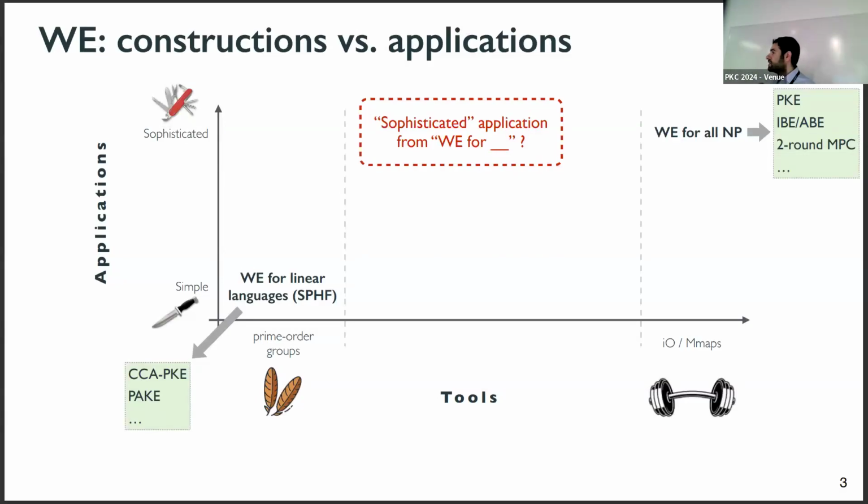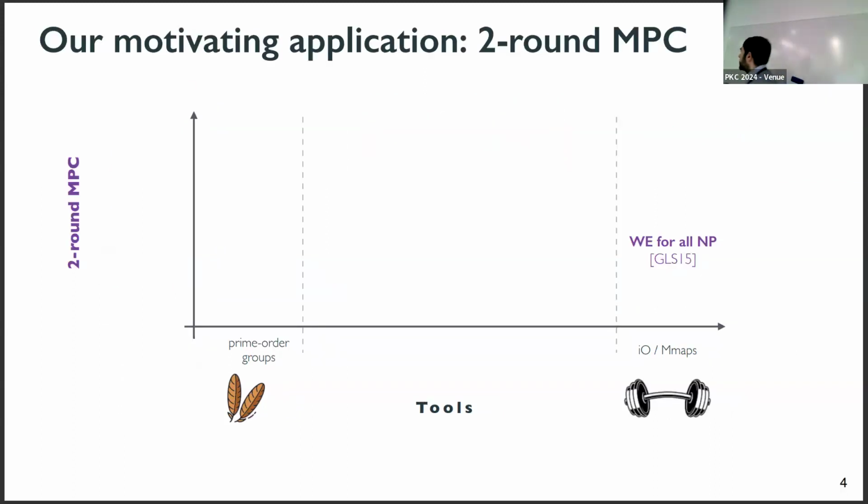So the question that we ask in this research line is, can we enable sophisticated applications by using witness encryption that is not as powerful as for all of NP, but maybe for some weaker functionality or for some simpler language? To dive into this question, I'm going to pick one motivating application, which is what we did in our work. And this application is two-round MPC.